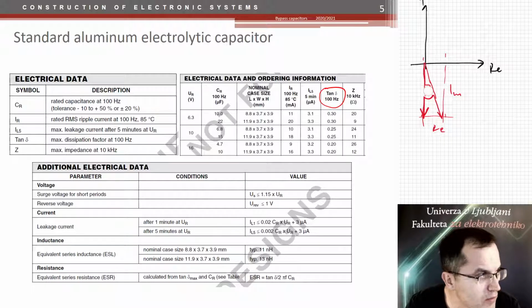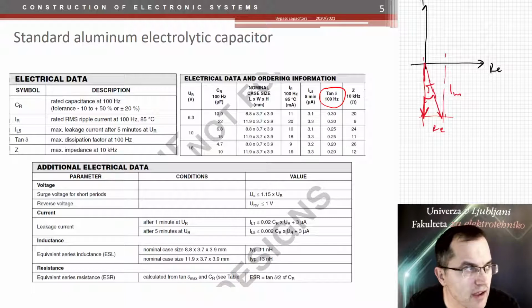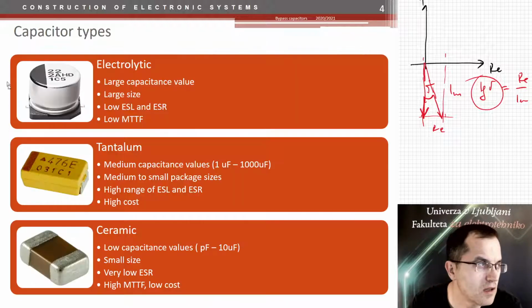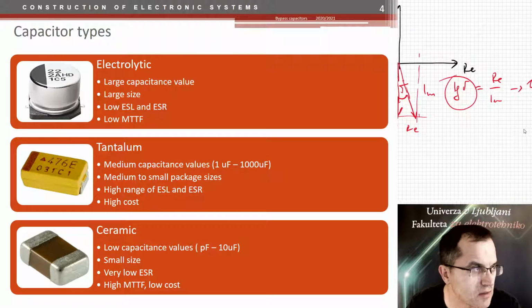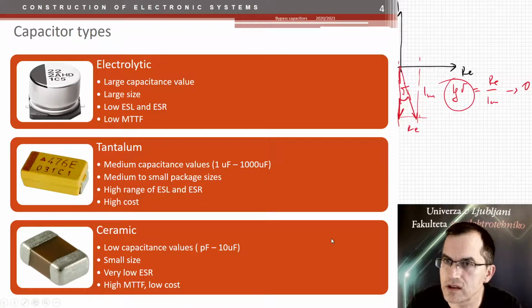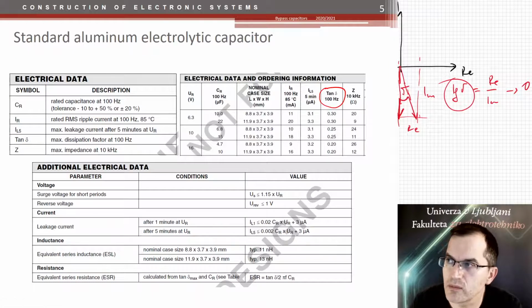This delta angle, the tangents delta, would give you the quality of the capacitor. It's real versus imaginary part. And it should go to 0. So 0 would be a 90 degrees angle and infinite quality of the capacitor. Okay, so we know that tangents delta 0.2, 0.3, this means quite a bad capacitor.